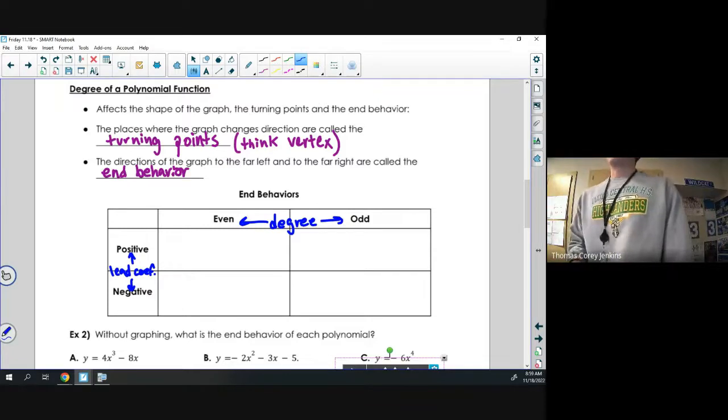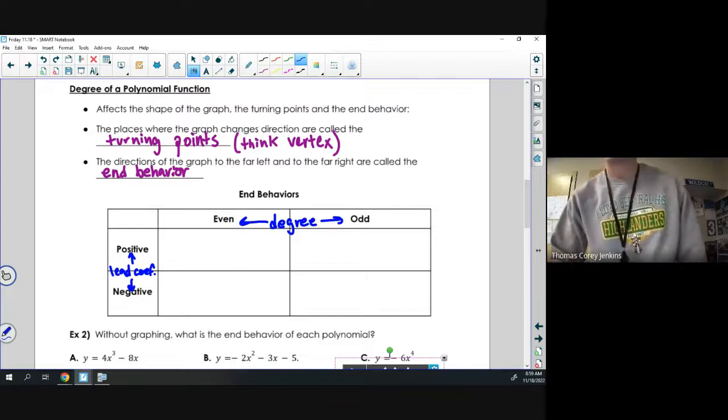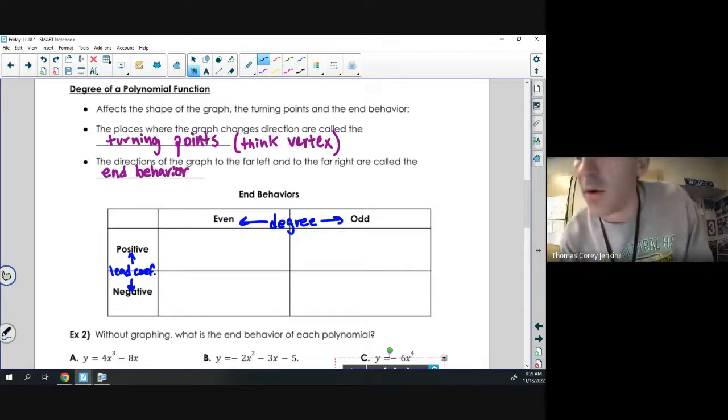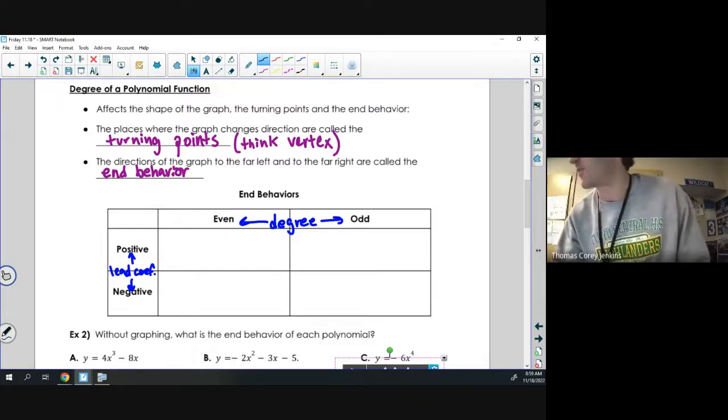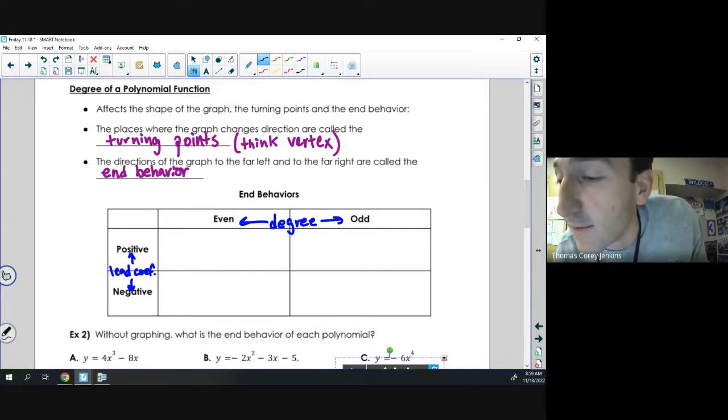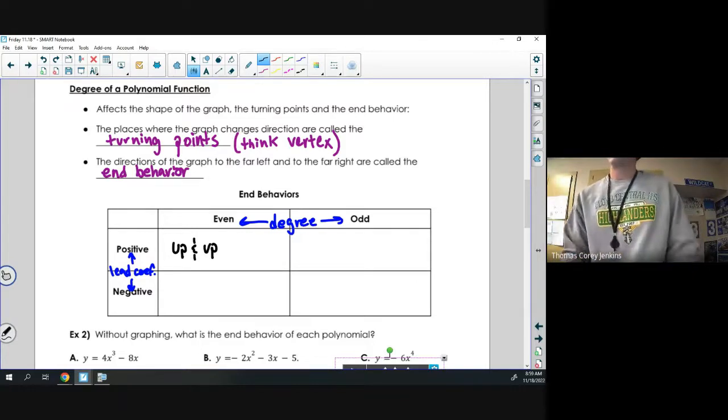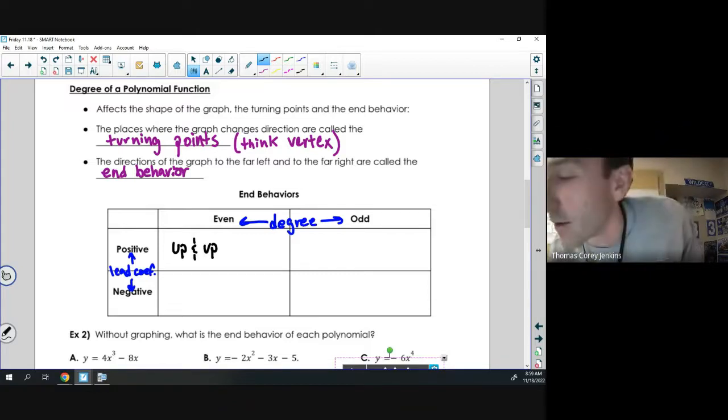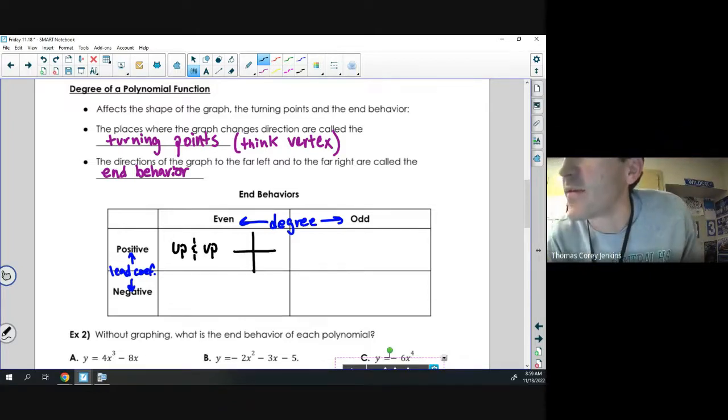All right, so let's focus on those even degree polynomials. So second degree, fourth degree, 80th degree, right? They're all going to behave the same way at the ends, okay? And so if A is positive, if your lead coefficient is positive, it starts facing up and ends facing up. So up and up. And again, our most famous example, if you want to draw a picture, is just an upward-facing parabola.